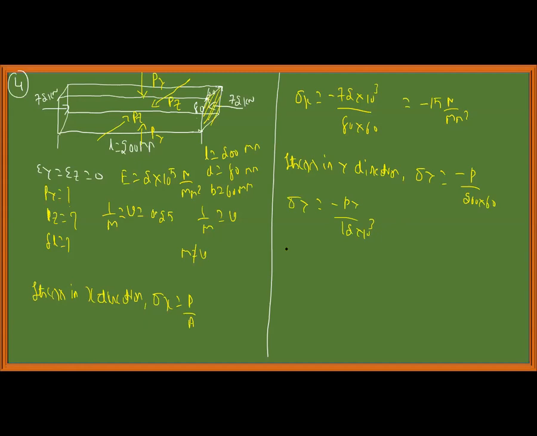Similarly, stress in z direction, sigma z, which is also compressive, I write minus Pz, acting on area 200 into this depth 80 mm, or sigma z is equal to minus Pz by 16 into 10 power 3.